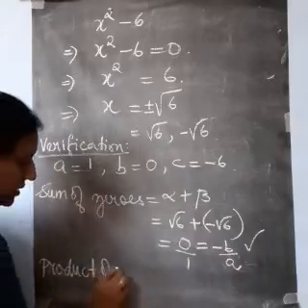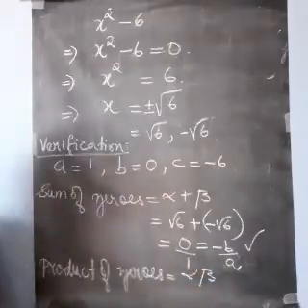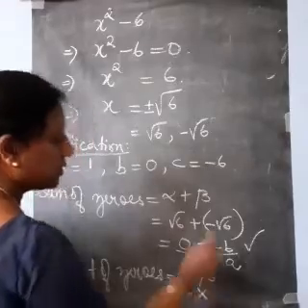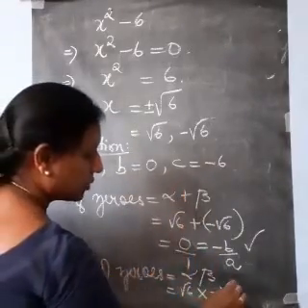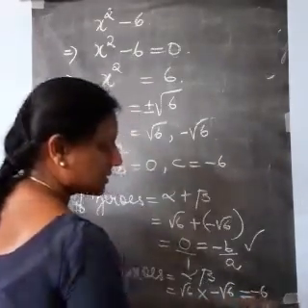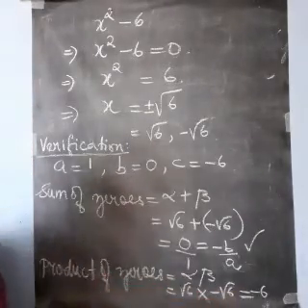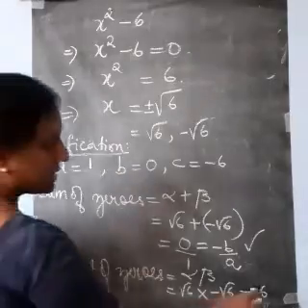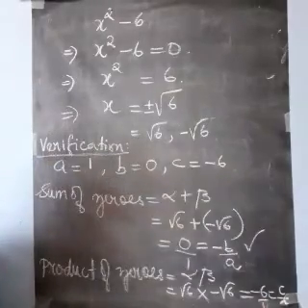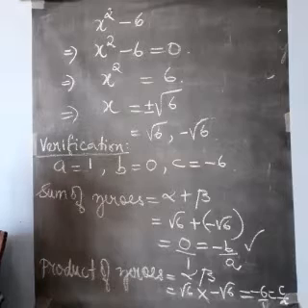Product of zeros is equal to alpha into beta. Now what is my alpha? You get root 6 into, what is beta? Minus root 6. When you multiply, what will you get? You will get minus 6. Correct? Root 6 into root 6 is 6. Plus into minus is minus. So minus 6. Now is this equal to c by a? Yes. If I put minus 6 by 1, I will get that equal to c by a. After this we have to write hence verified.